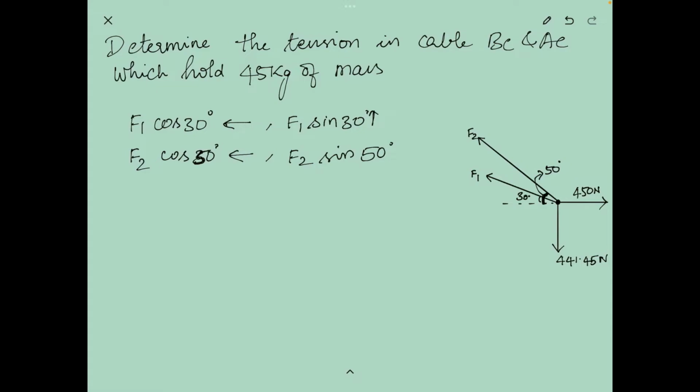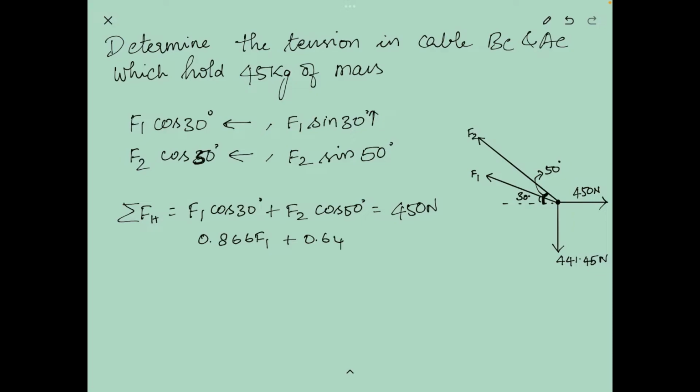So now by simply applying the conditions for equilibrium, we will have summation of Fh equal to F1 cos 30 degrees plus F2 cos 50 degrees is equal to 450 newtons. Substituting the values of cos 30 and cos 50, we will have 0.866 times F1 plus 0.6427 times F2 is equal to 450.